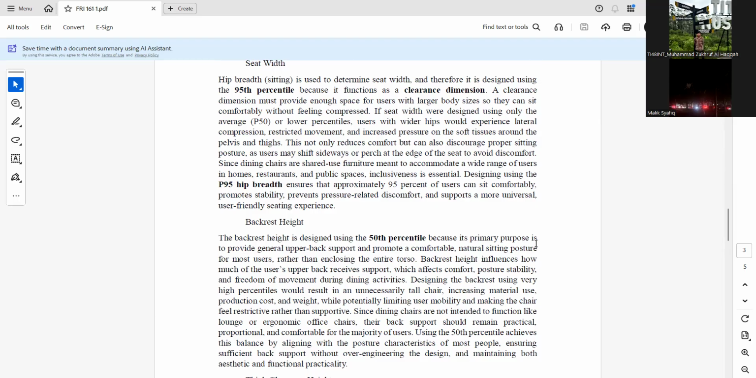And therefore, by using the 95th percentile, we can make sure that the user who sits in this chair will sit comfortably.